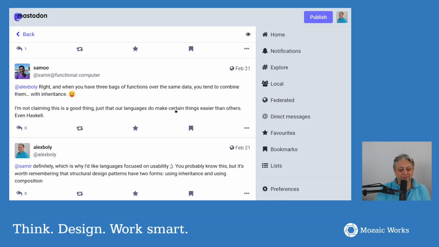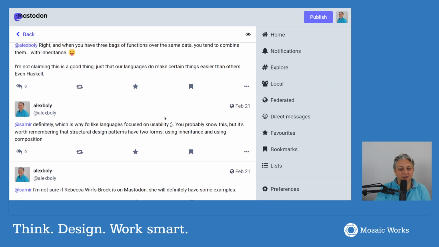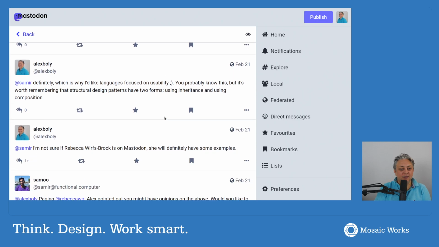But anyway, he was saying, I'm not claiming this is a good thing, just that our languages do make certain things easier than others, even Haskell. And I said definitely, which is why I'd like languages focused on usability. Yeah, I like more conversations around usable software design. You probably know this, but it's worth remembering that structural design patterns have two forms, with inheritance and with composition.